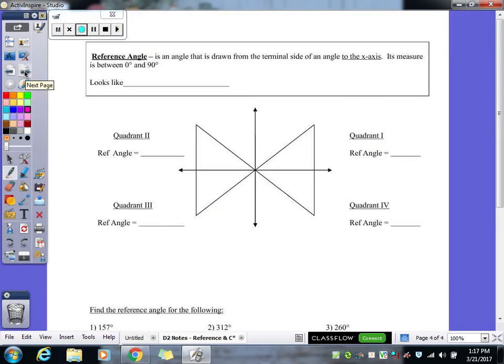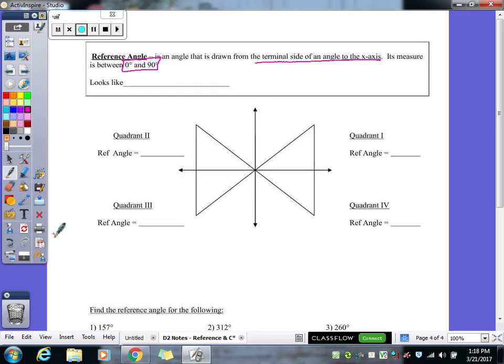So now we're going to switch it up and talk about reference angles. A reference angle is an angle that is drawn from your terminal side to your x-axis. A reference angle is always between 0 and 90.